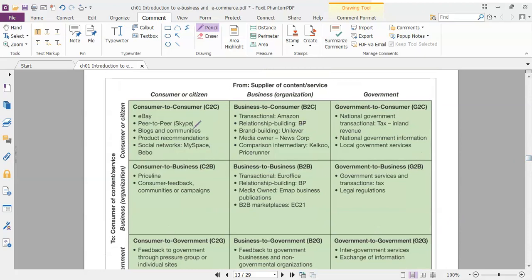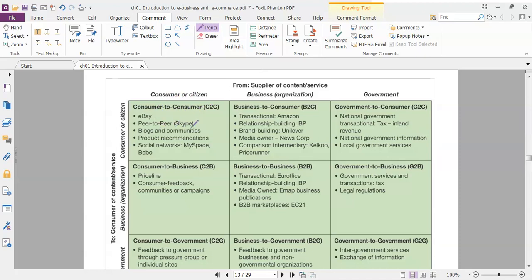If it is consumer or citizen to consumer, we call it C2C, eBay. For example, on the eBay website, you as a consumer have products that you don't want to use anymore, for example your shoes, what we call used goods. So you can buy through eBay. That is what we call consumer to consumer.